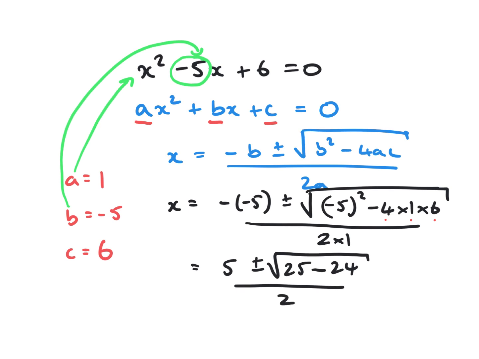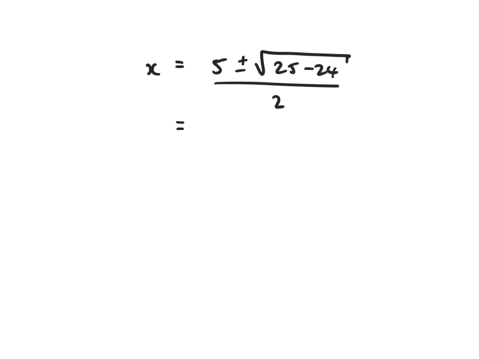I'm going to go to a new slide, but what I'm going to do is put that last line of working down again so we can see it. The last line of working was x is equal to 5 plus or minus the square root of 25 minus 24, all over 2. Now simplifying this part in our square root, 5 plus or minus the square root of 1, over 2.